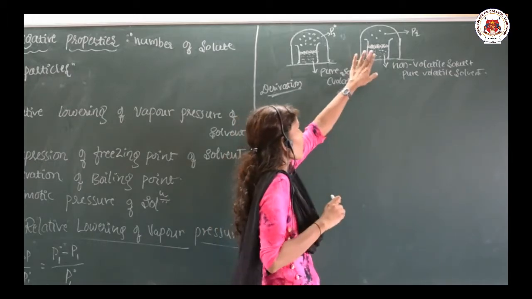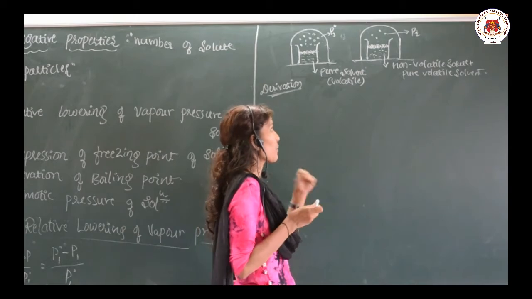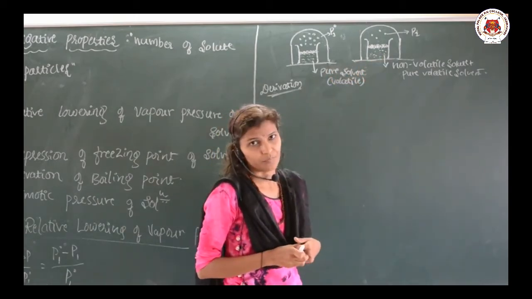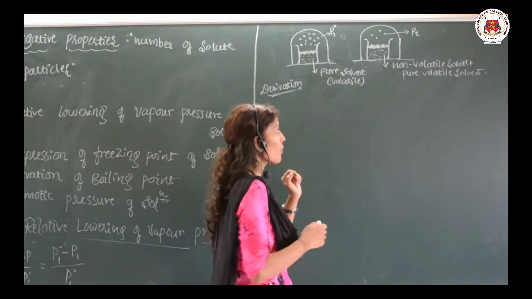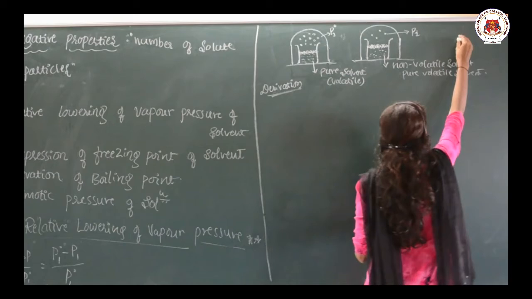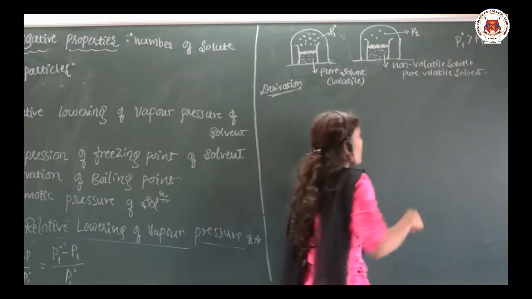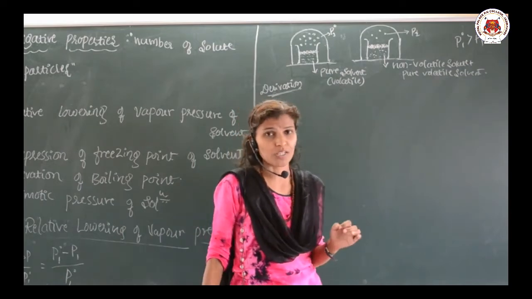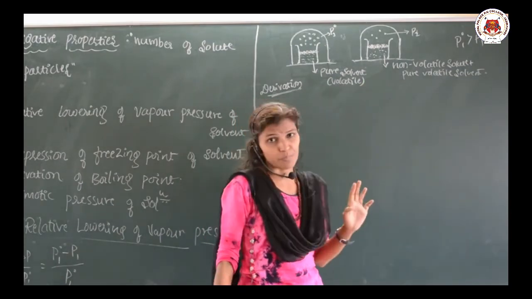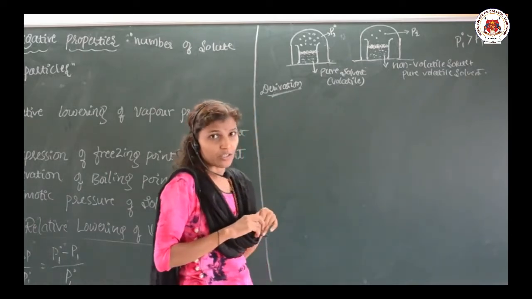So, here also certain vapors form, and those vapors will exert a pressure. That pressure I am going to take as P1. Obviously, when you look at these two, you can say that P1 naught is greater than P1, because the pressure exerted by the pure solvent is more than that of the solution, because here the solute molecules are going to inhibit that effect.